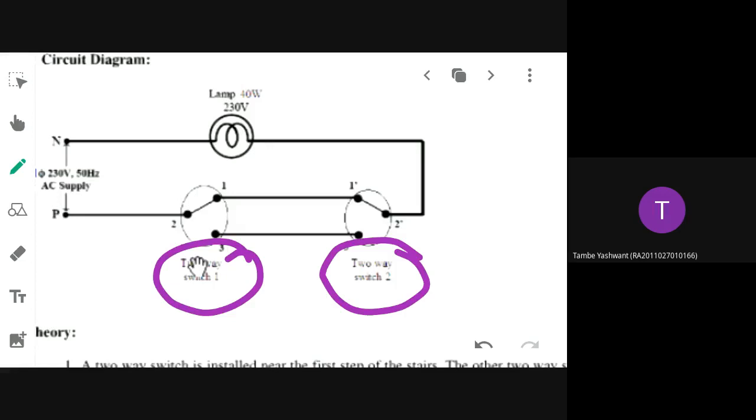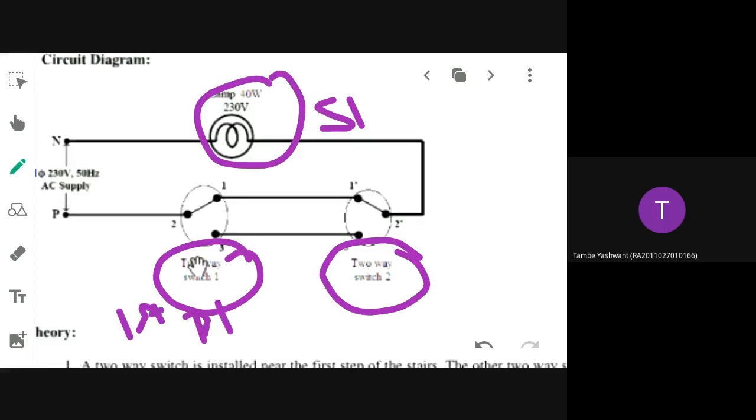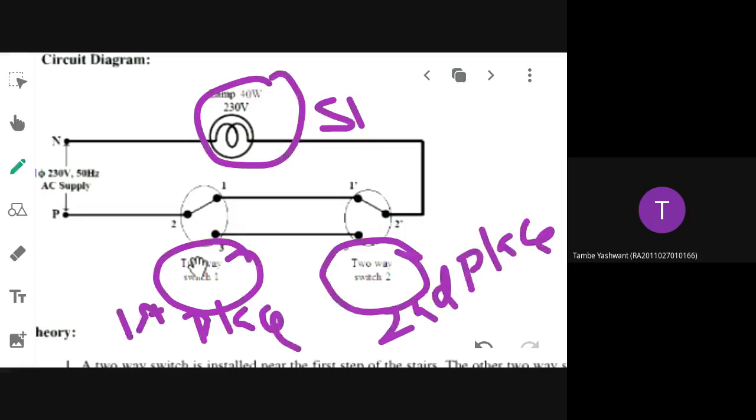Two-way switch. Suppose you want to operate this load from two different places. This is the first place and this is the second place. If you want to operate this load from two different places, what type of switch do you need? Is it possible using a one-way switch? No. I think these are DPST switches, right? It's like a DPST only, but it's a simple switch, not the complicated DPST. So this is called a two-way switch.